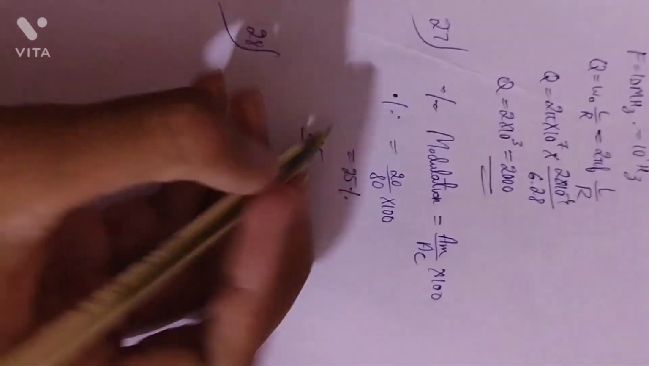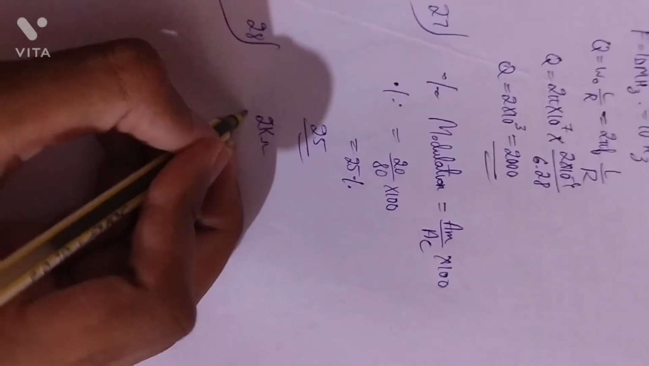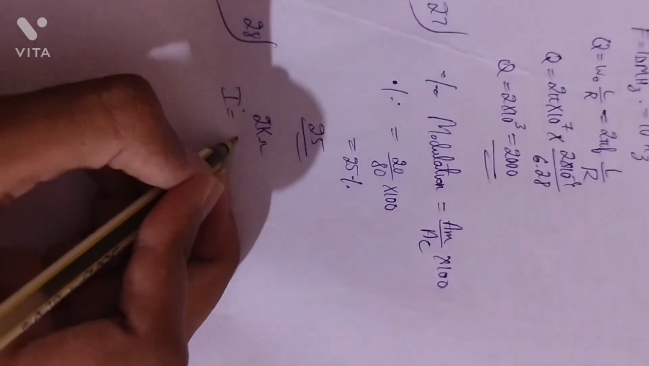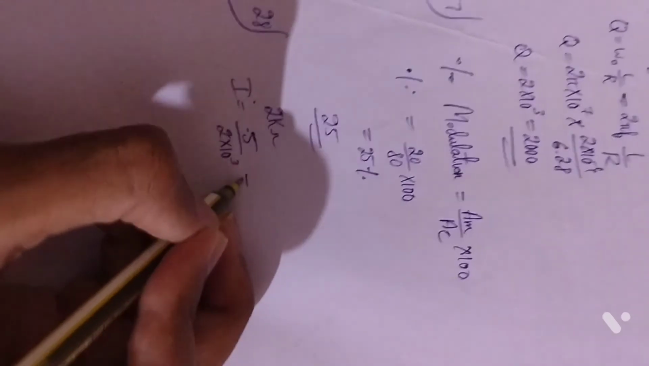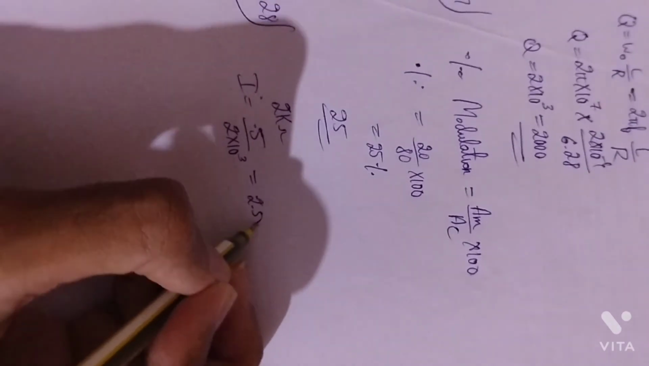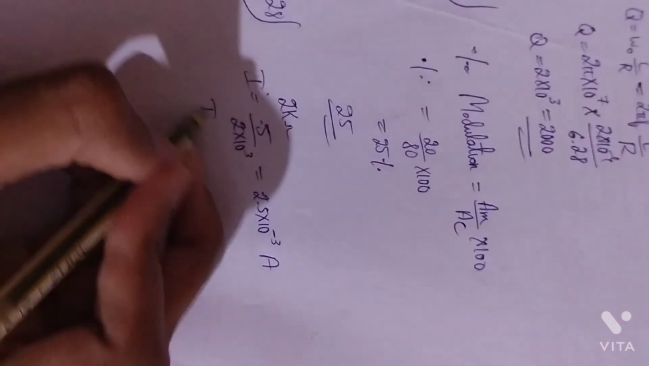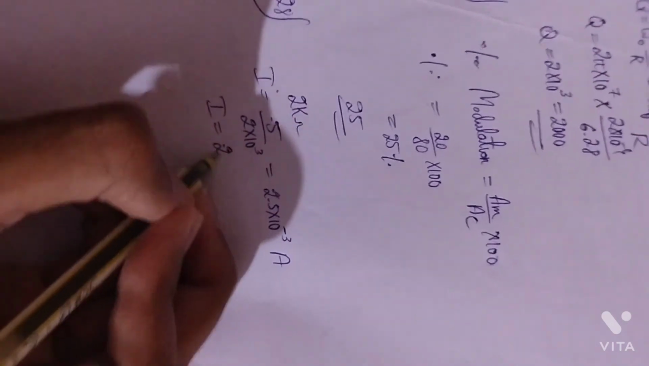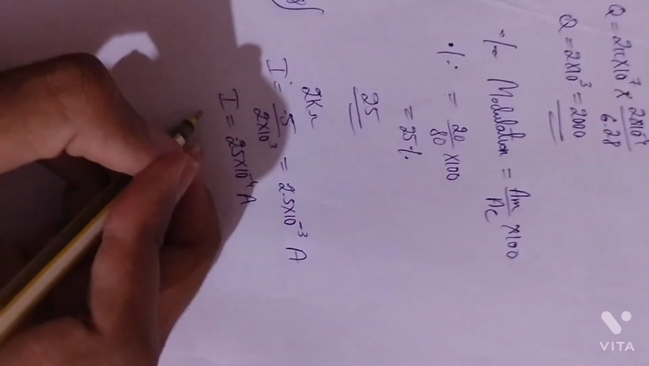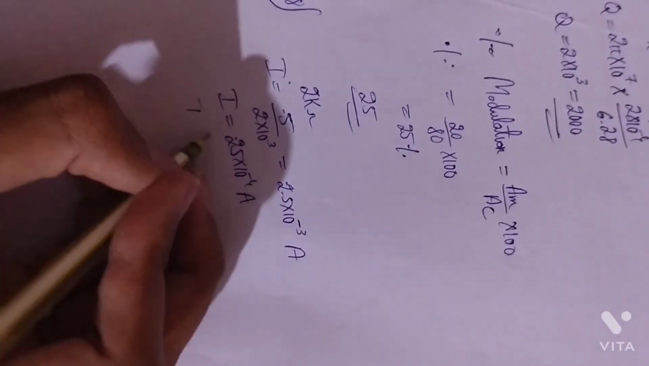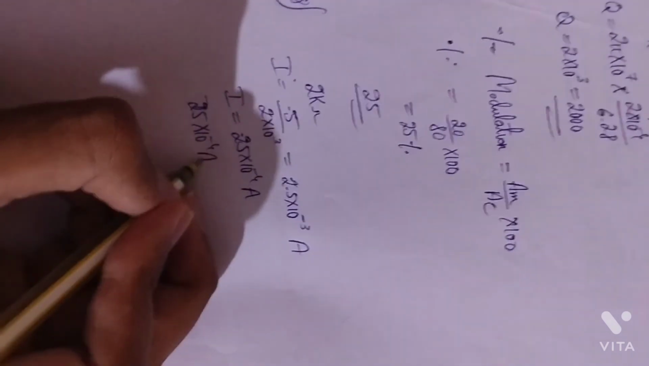So they have given current passing through 2 kilo ohms. In that, current is equal to 5 by 2 into 10 to the power 3, the formula. So therefore 2.5 into 10 to the power minus 3 ampere we will get. If we solve it, we will get 25 into 10 to the power minus 4 ampere. So therefore the answer is 25 into 10 to the power minus 4 ampere.